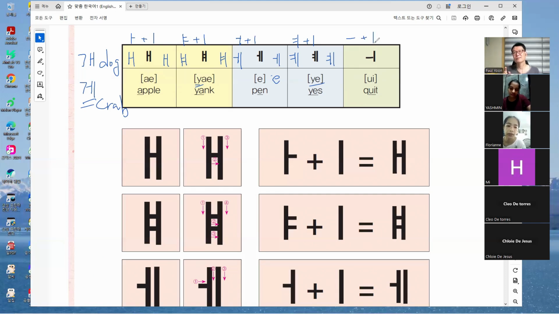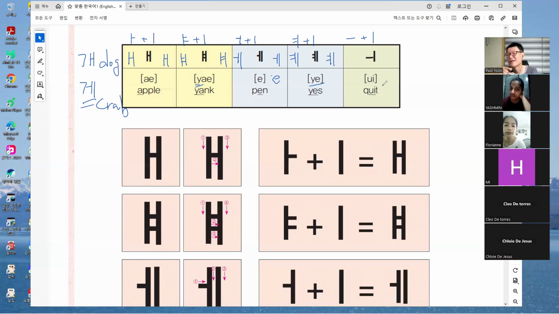So, you may just pronounce it a little bit faster. Ui, ui. So this one is ui, right? Ui, faster. Ui. Can you repeat again? Ui.